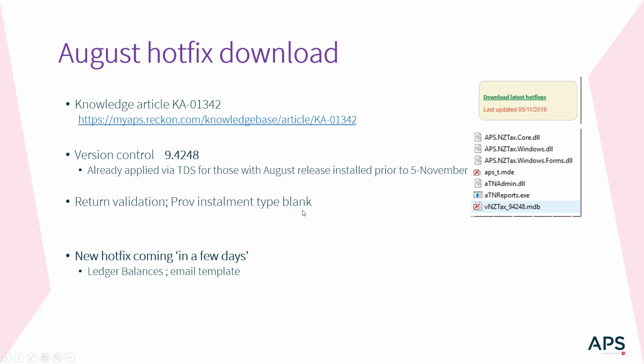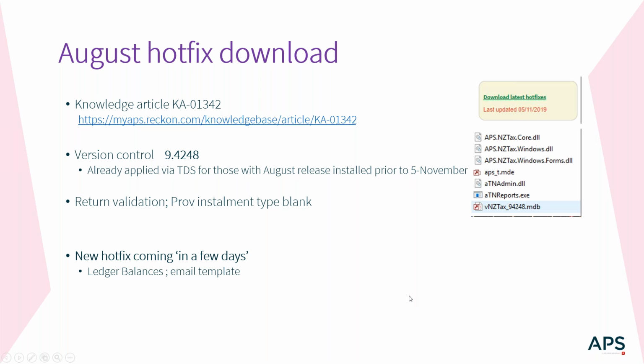But just for your information, we have another hotfix coming in the next few days. There has been an identified bug in the ledger balances area regarding the email template. So with the August release, we made changes to that functionality to allow you to put a date ahead of today's date, which used to be the defaulted date on which the balances were calculated. The email template had a couple of faults in that, which have now been resolved. But that is not something we can deploy through the TDS service. It requires a new component, so there will be an additional file and also a version control, which will take you beyond 9.4248 to apply that fix.